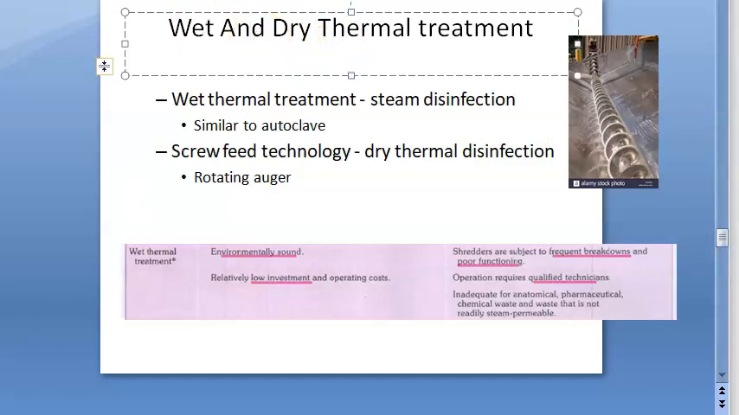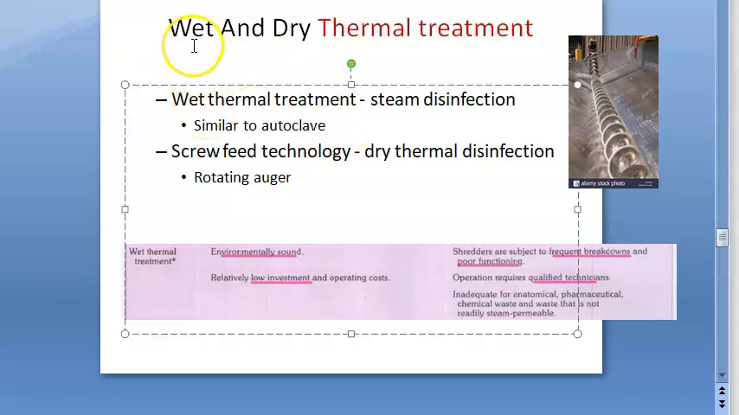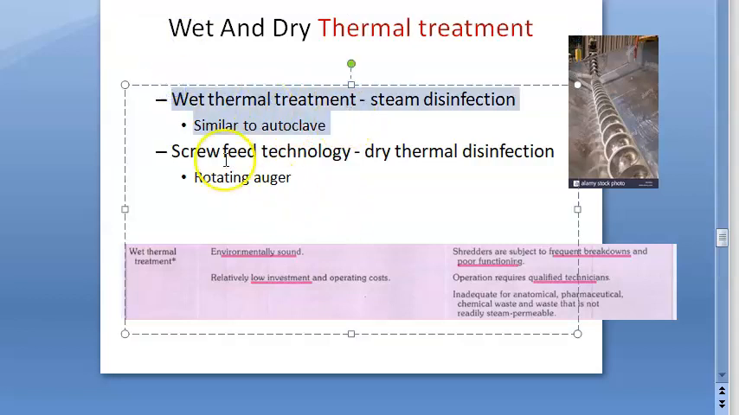Wet and dry thermal treatment. So here everything is shredded, and then you treat it with thermal treatment. Just remember, it is thermal treatment. Here you can have wet. Wet heat means similar to an autoclave, steam disinfection.